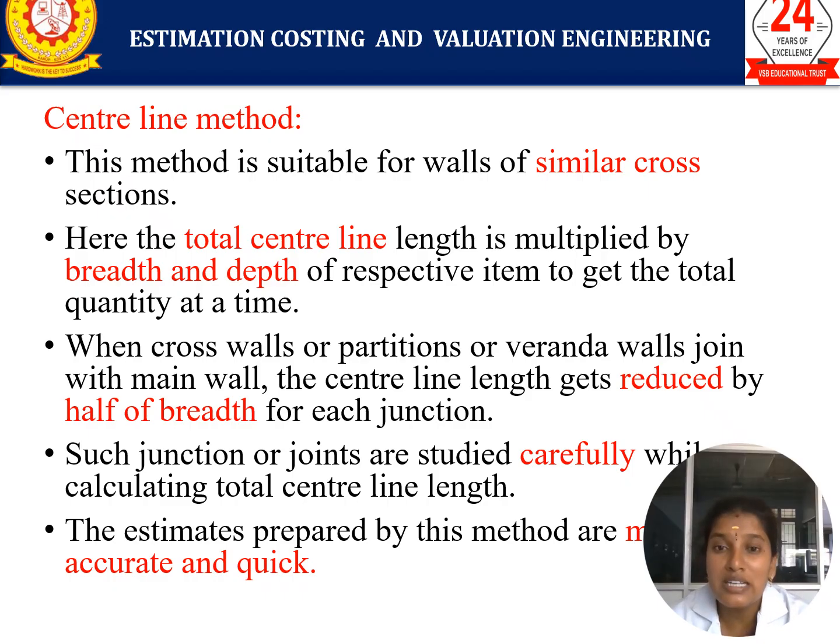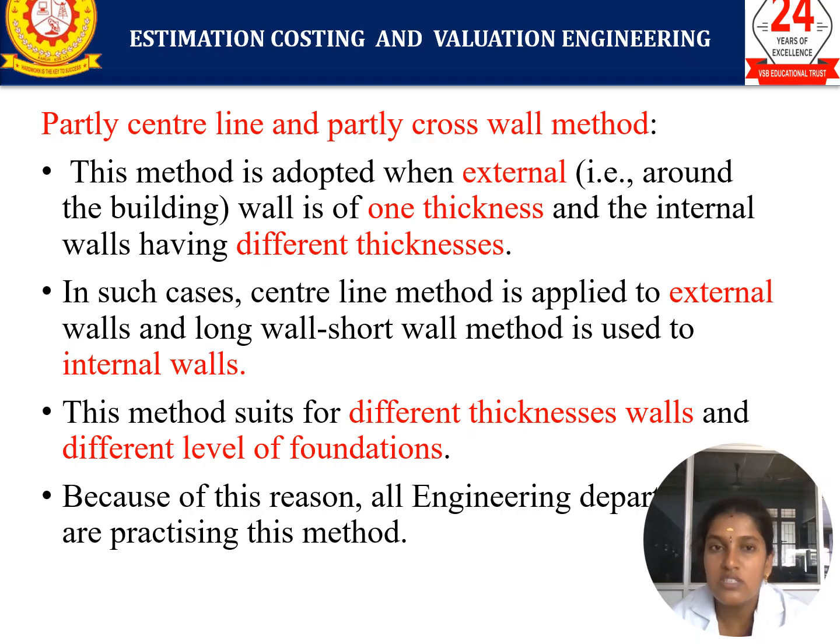Here the total center line length is multiplied with the length and breadth, respective of the item, so we can calculate the total quantity at a time. So this will be easily calculated. Where it is working: for similar cross sections we prefer the center line method, and for different cross sections we use the long wall and short wall method.